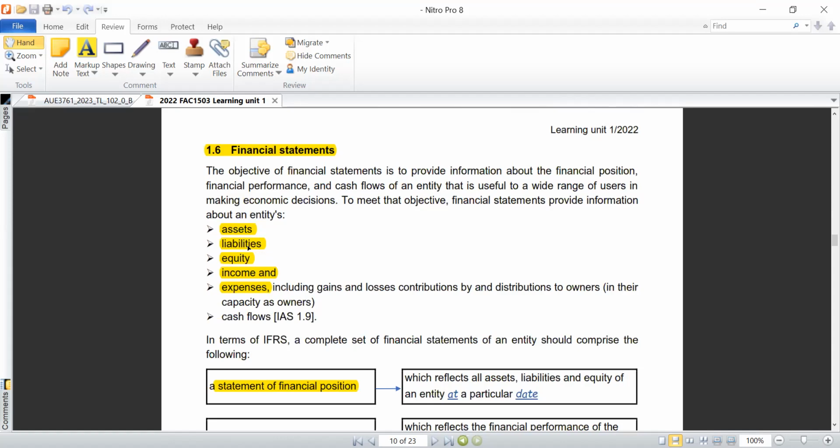There's such a thing called a liability. There's such a thing called equity. There's such a thing called income and expense, which you can clearly identify or clearly observe when you look into the financial statements of any organization of note, right?